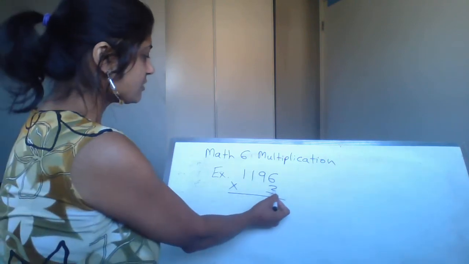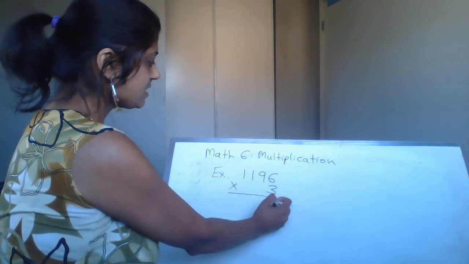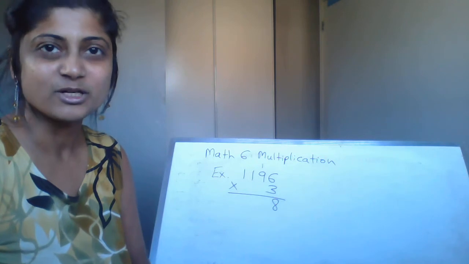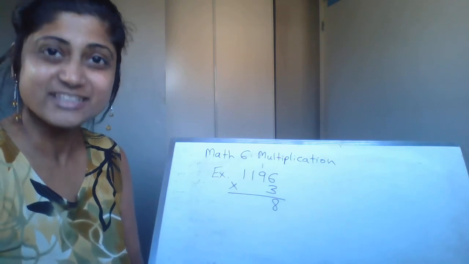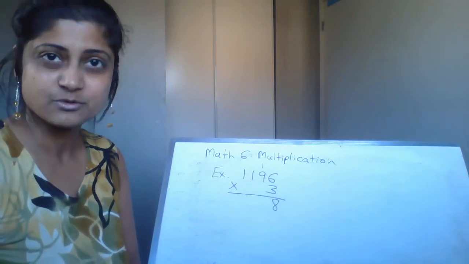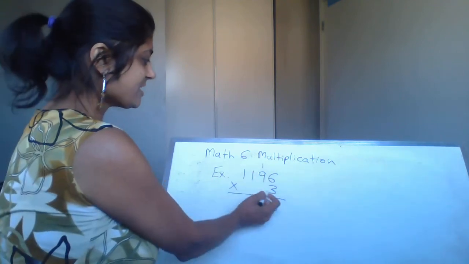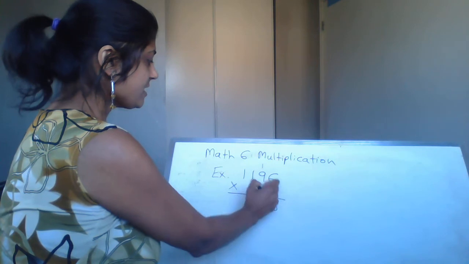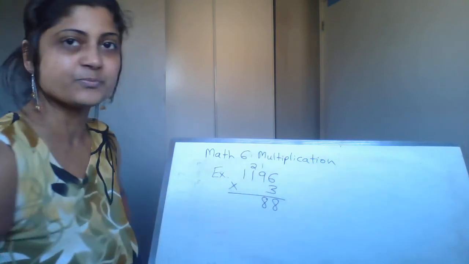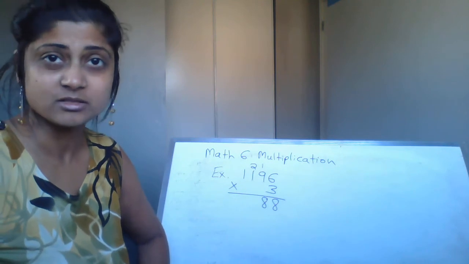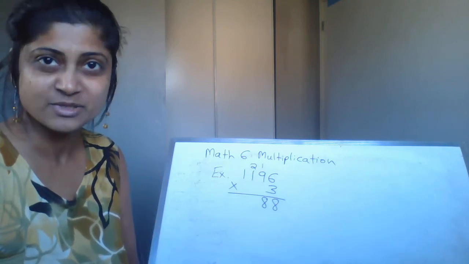So I'm going to start off with the ones column, so 6 times 3, 18. So I'm going to put 8, and then you're going to carry the 1 over, okay? In the next step, I'm going to do 9 times 3, okay, which is 27, plus 1, which is 28. I'm going to put the 8 and carry over the 2. So make sure you keep on carrying the numbers over to the next column and add it after you multiply.